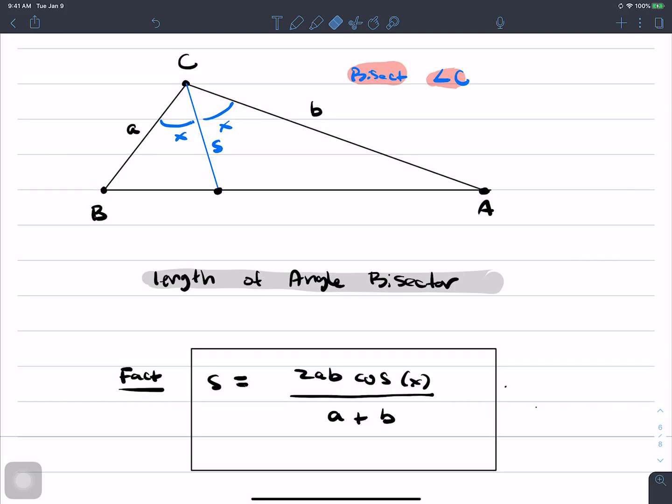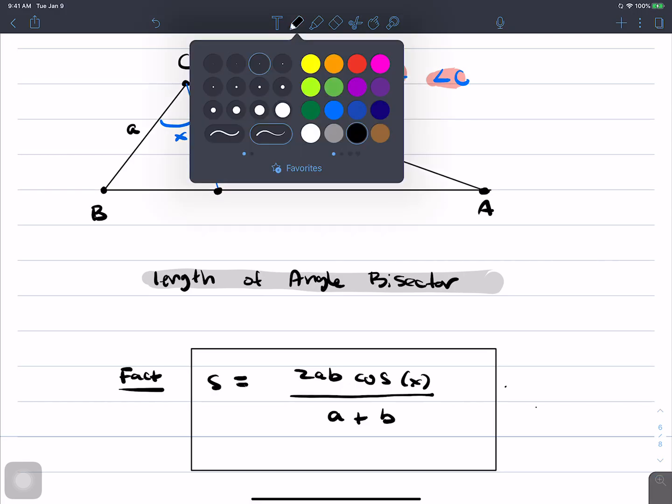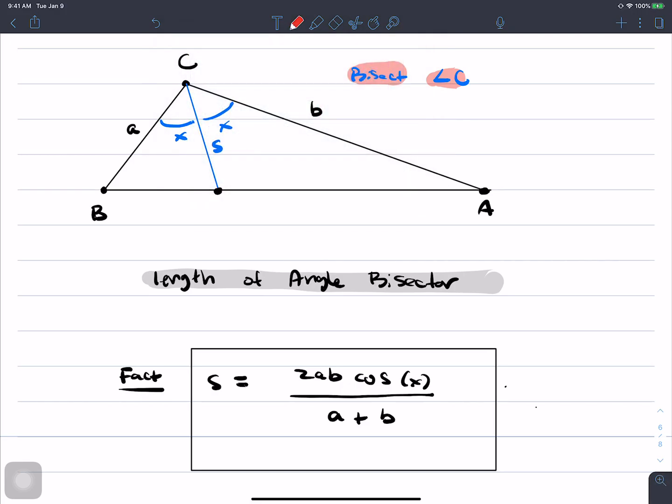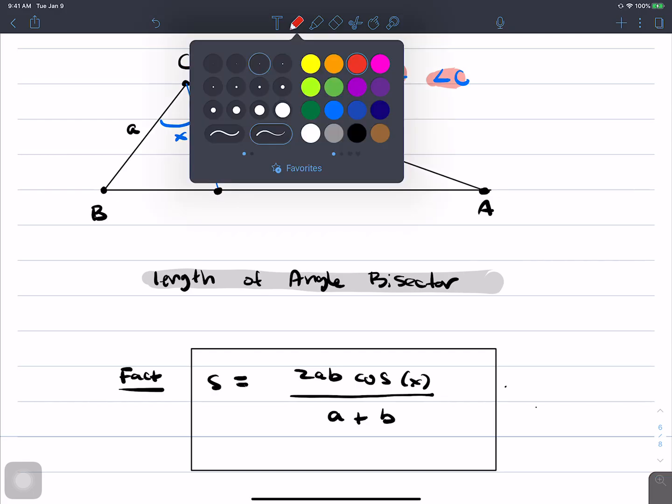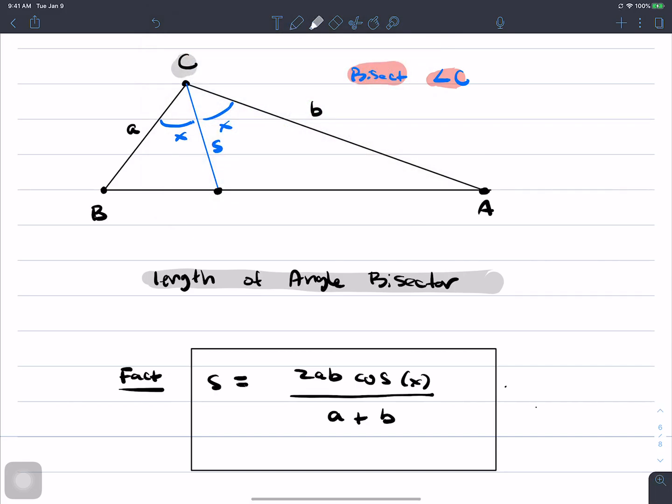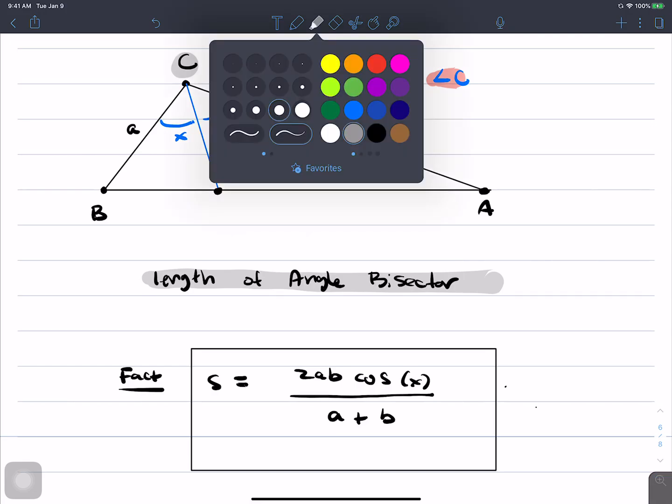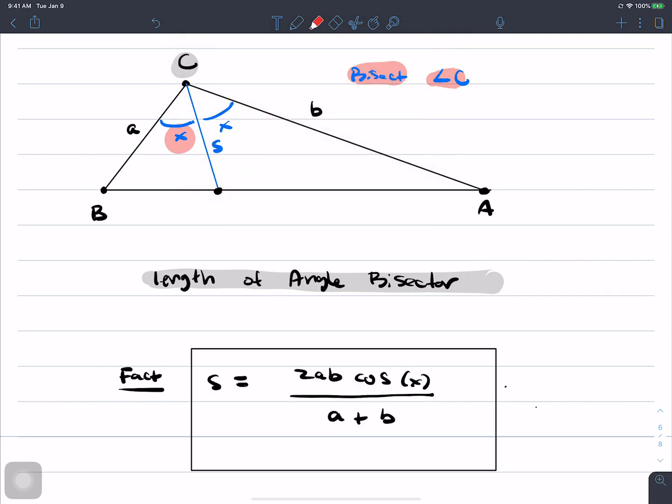Okay, we're going to go over this question I gave you guys earlier today to think about. This is really the length of the angle bisector. Remember what we mean by bisecting? What this means is we're bisecting angle C here. Bisecting angle C means we're cutting this angle into two equal pieces. And that's what it means to bisect angle C.